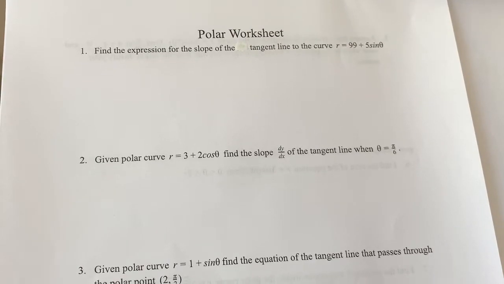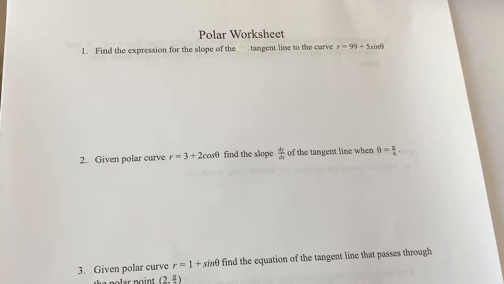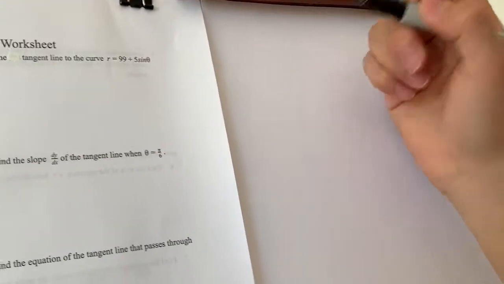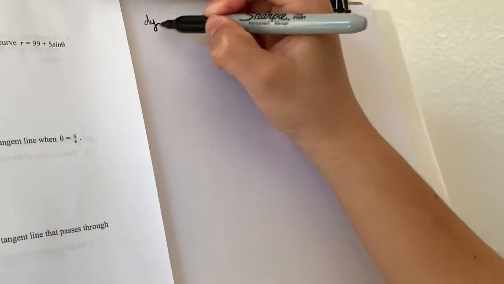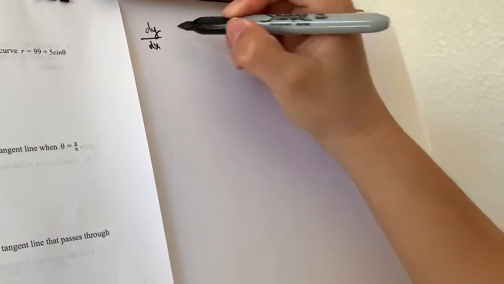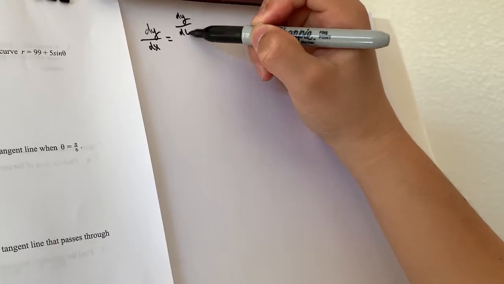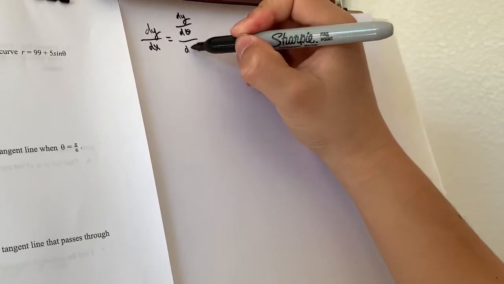Polar worksheet, question number 1. Find the expression for the slope of the tangent line to the curve r equals 99 plus 5 sine theta. So, to find the slope, of course, we need dy over dx. But to get this, dy/dx equals dy/d theta over dx/d theta.